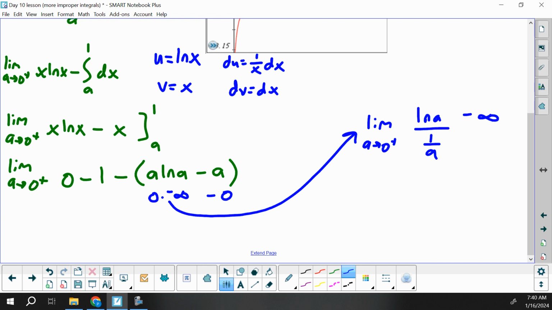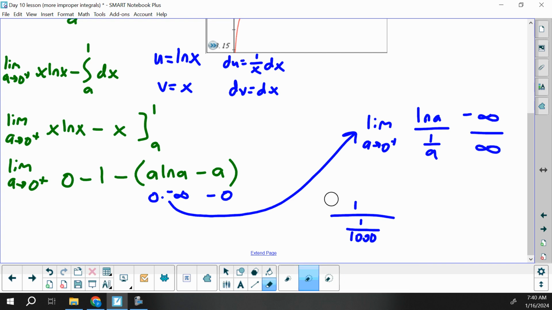Well, as a approaches 0, this is going to be a tiny positive. So think of the 1 over a as 1 over like 1 over 1,000. If you do a keep change flip for that, that whole thing will end up as a big positive. So this is really negative infinity over infinity, which leads us to L'Hopital's.